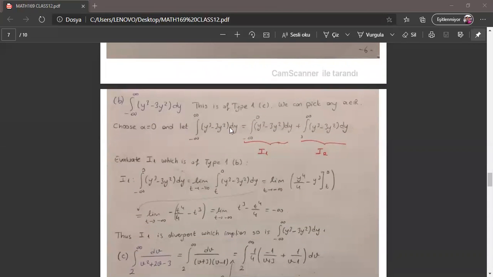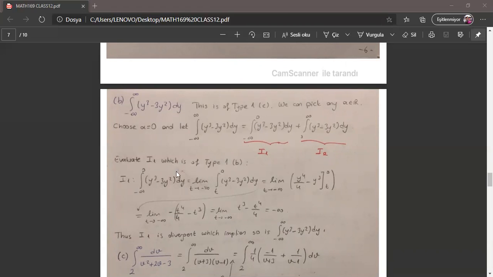Okay, so we have this integral now. Now we pick 0 for a. We pick 0, and we divide this integral into these two integrals. Now we call the first one I sub 1 and this one I sub 2. Let's compute this first one.